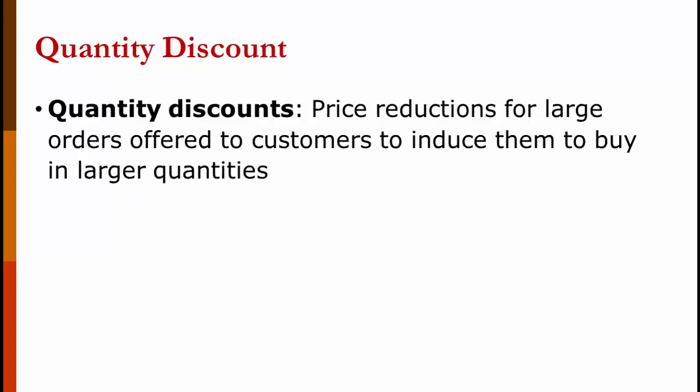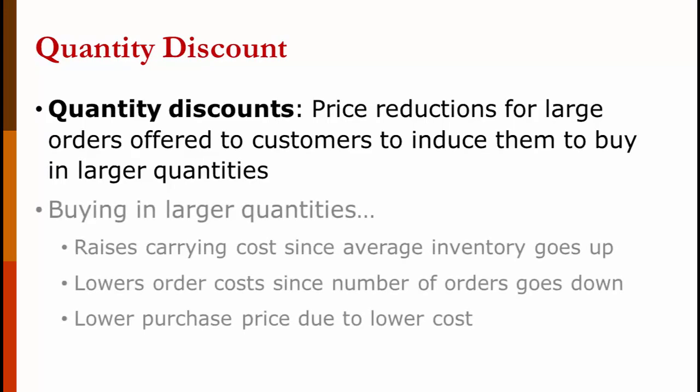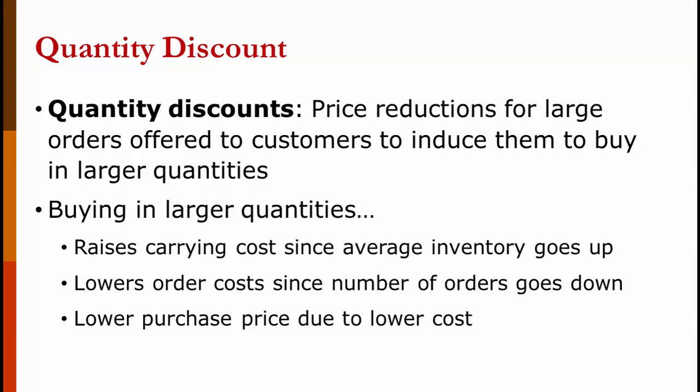Quantity discounts are price reductions for large orders offered to customers to induce them to buy in larger quantities. For example, you can bet that McDonald's pays less for hamburger buns than you do when you go to Kroger to buy some. That's simply because McDonald's buys a whole lot more hamburger buns than you do. Buying more than Q star raises your carrying costs since average inventory goes up. It lowers your order cost since you're placing fewer orders because each order is larger. It lowers your purchase price because you're paying less for each item.